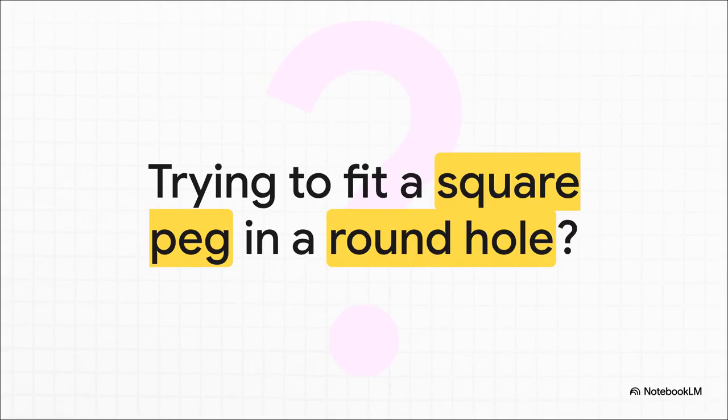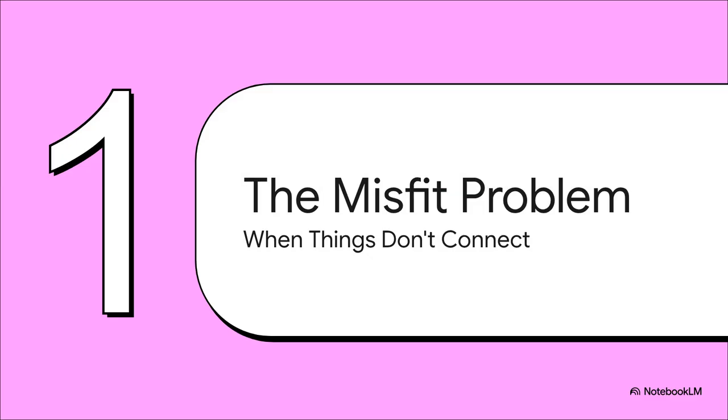I mean, we've all been there, right? You've got two things that really should work together, but they just don't. Their interfaces, their shapes, their connections, they're just completely off. This happens to us all the time in the real world, and let me tell you, it's an even bigger headache in software development. So let's start with what I like to call the misfit problem. It's that classic situation where things just refuse to connect, and it's something I bet a lot of us know from our day-to-day lives.